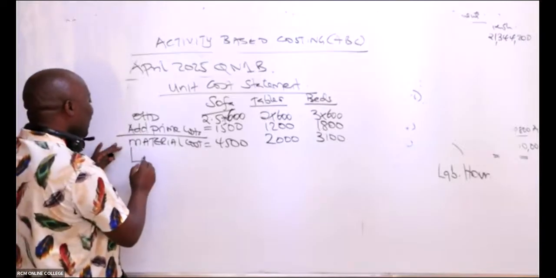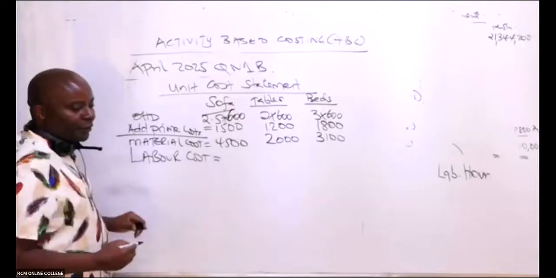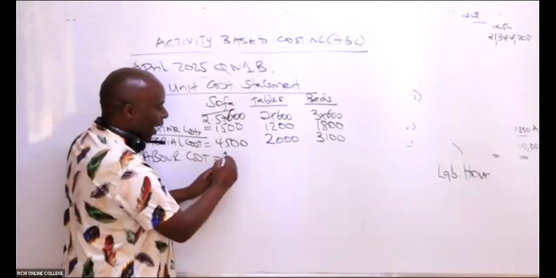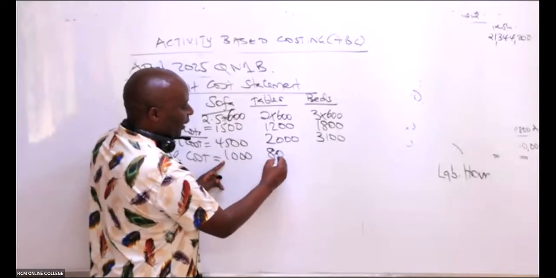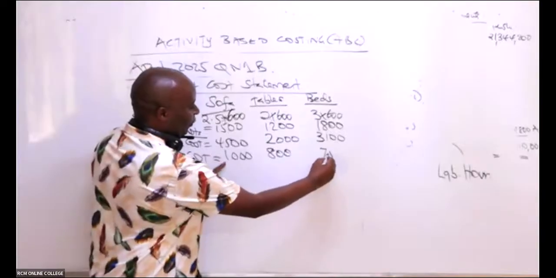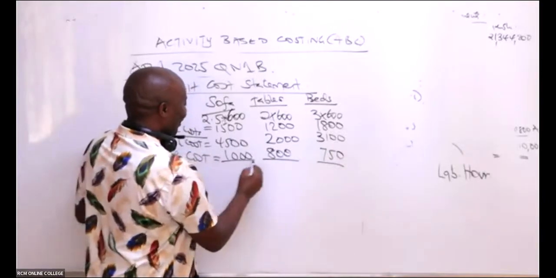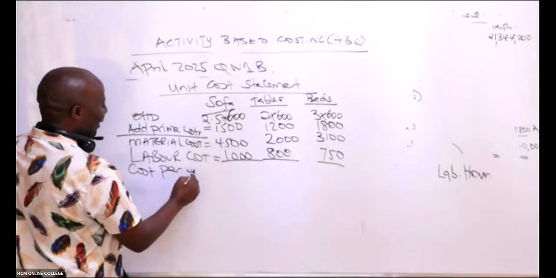Labor cost in shillings. 1,000 here. How about here? 800. How about this one? 150. 750, like that. That is the total cost. This will be the cost per unit.